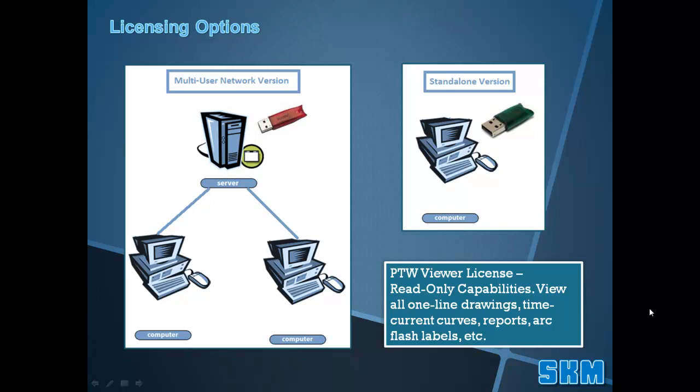New study modules and users can be added instantly with codes that we will provide upon purchase to reprogram the USB dongle. There is no need for us to ship another key or software. For read-only access, you can use our PTW Viewer software instead. This will allow an engineer to view and interact with all the one-line drawings, TCCs, reports, arc flash labels, and so on. This is great for technicians in the field that will be setting up the equipment and won't need to run any calculations.